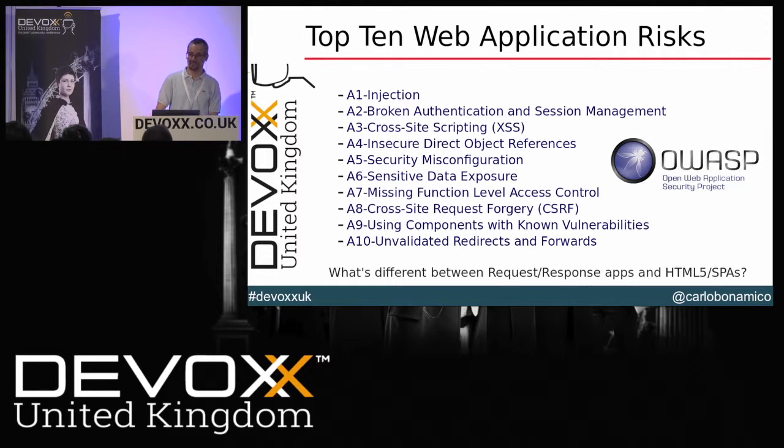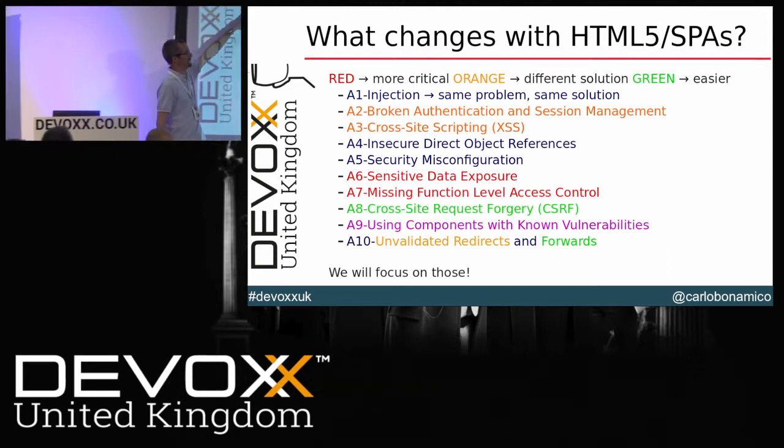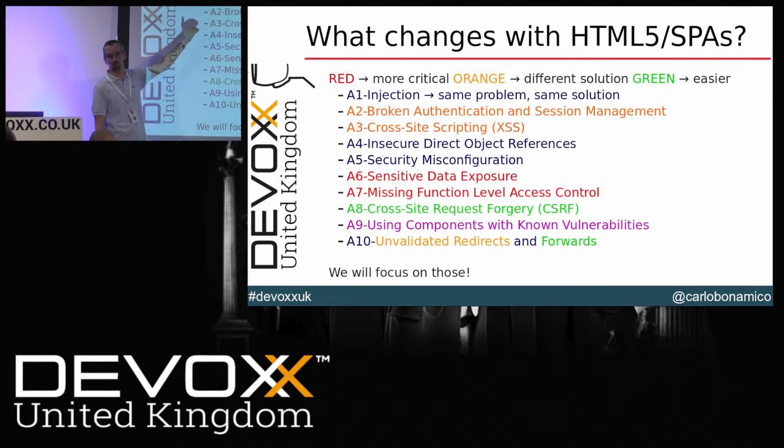Going back to the risks, this is the traditional top 10 web application security risks that we all know from the OWASP website. What we discuss now in this talk is what's different for an HTML5 application, what's riskier and what's better with respect to those risks. The ones in orange are similar risks, but the solution is obviously different in an HTML5 application. Those in red are more dangerous in an HTML5 application, and we will discuss them in more detail.